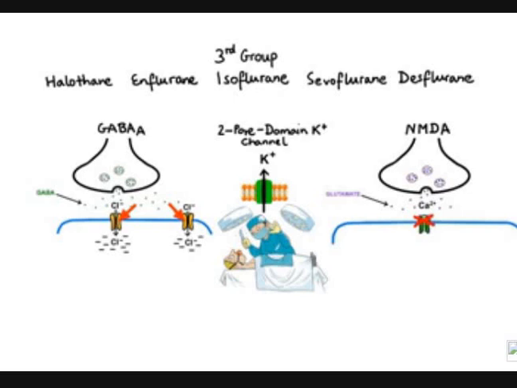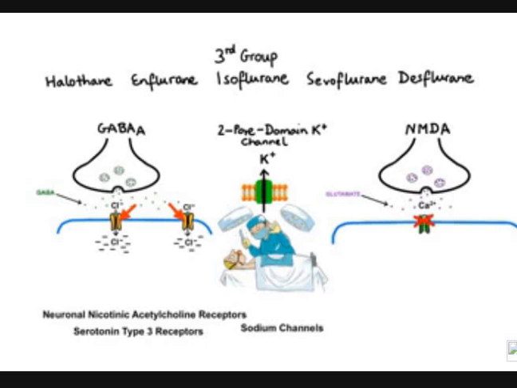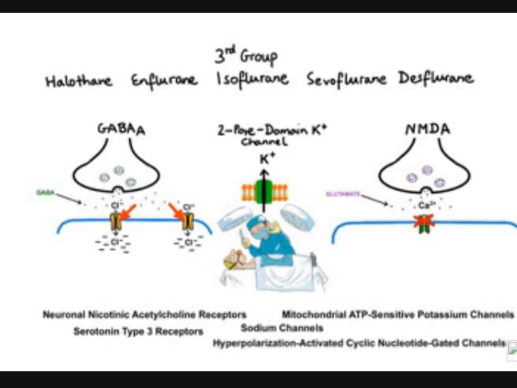A wide variety of other ion channels are also sensitive to volatile anesthetics, including neuronal nicotinic acetylcholine receptors, serotonin type 3 receptors, sodium channels, mitochondrial ATP-sensitive potassium channels, and hyperpolarization-activated cyclic nucleotide-gated channels. Now, when it comes to side effects, all of the agents in this group produce a dose-dependent reduction in blood pressure and cardiac output. Additionally, halothane in particular may cause cardiac arrhythmias and hepatotoxicity, while sevoflurane may cause renal toxicity.